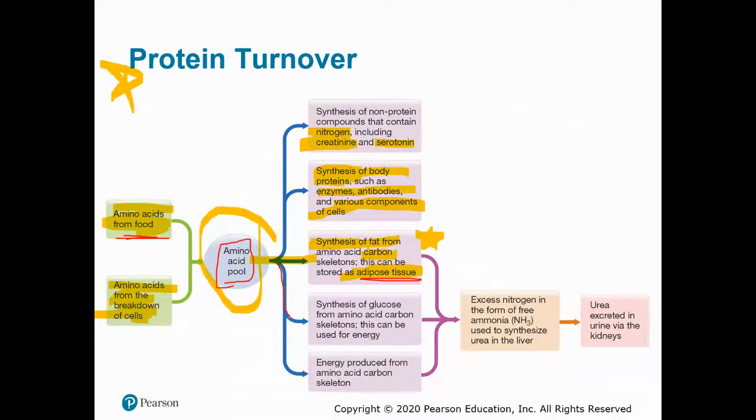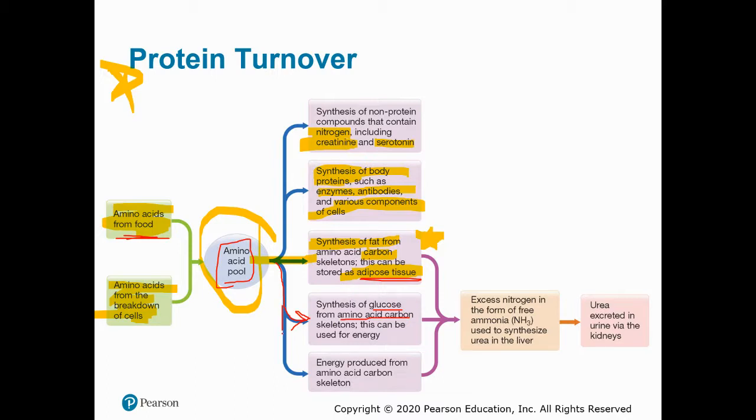Again, remember that process of gluconeogenesis. If we have excessively low blood glucose, if we have a bunch of extra amino acid, or even if we don't have extra amino acid, we can break down our body proteins to use the amino acid carbon skeleton to make glucose that can then be used for energy.